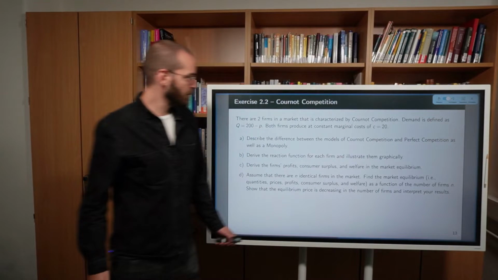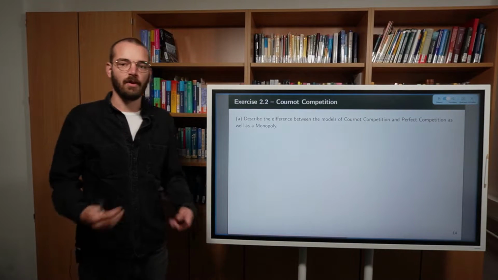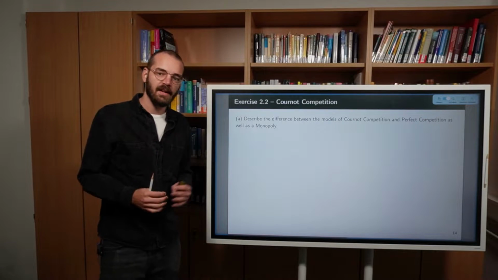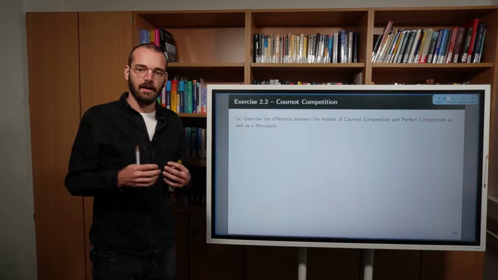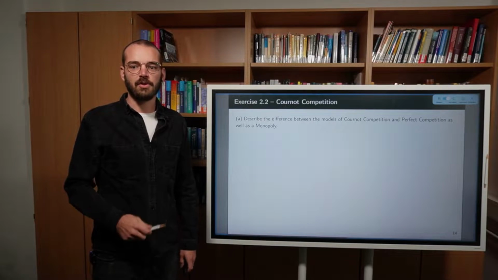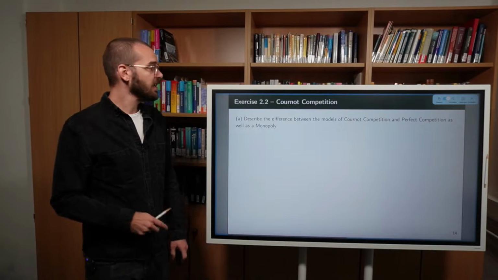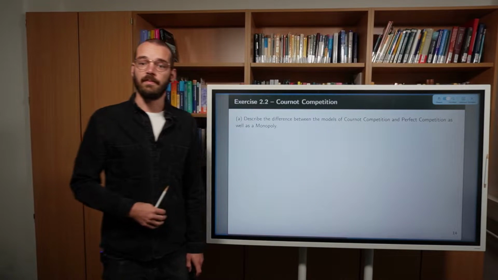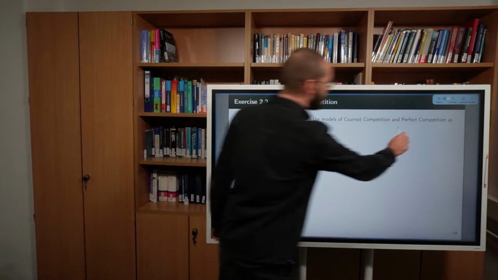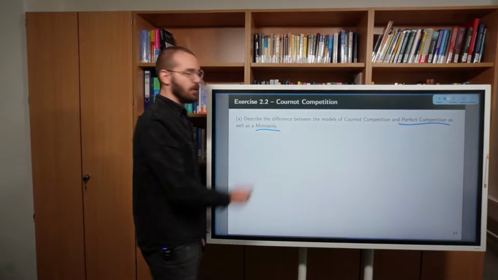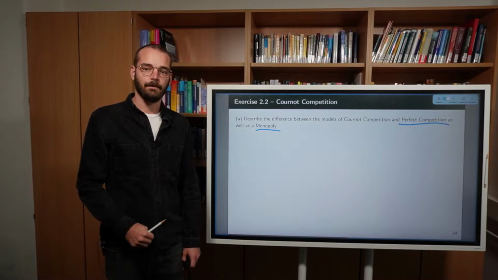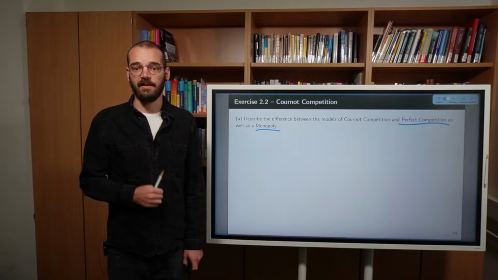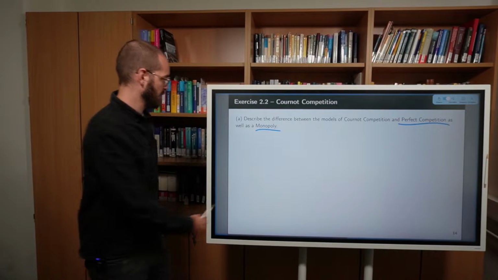In the first step, we are actually not looking at the model itself and at the solution of the model itself, but rather let's take a step back and have a look at what it actually means when we are talking about Cournot competition and how it compares to situations which we know from the previous assignment, namely perfect competition as well as monopoly. So the two models which we have already considered in the first week, in the first assignment of this course.